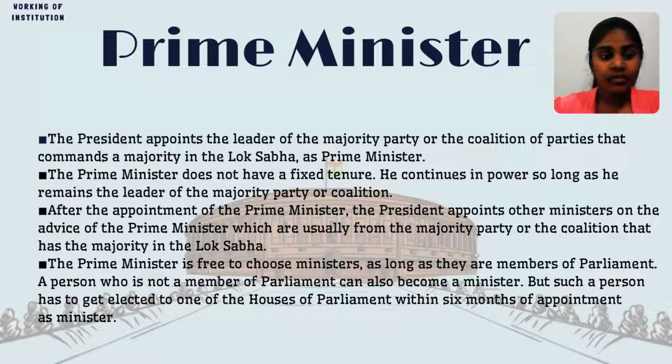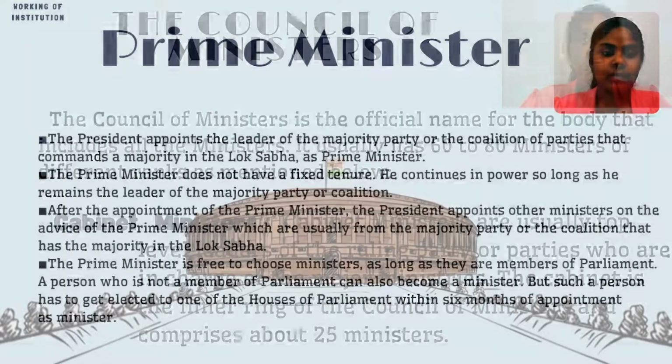After the appointment of the Prime Minister, the President appoints other ministers on the advice of the Prime Minister, who are usually from the majority party or the coalition party that has the majority in the Lok Sabha. The Prime Minister is free to choose the ministers as long as they are members of the Parliament. He can also choose a person who is not a member of the Parliament, but such a person has to get elected to one of the houses of the Parliament within 6 months of the appointment.